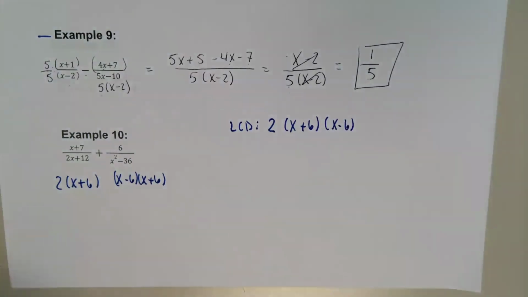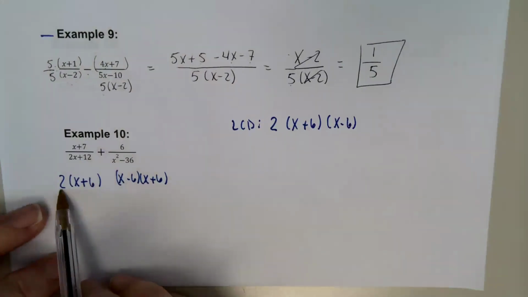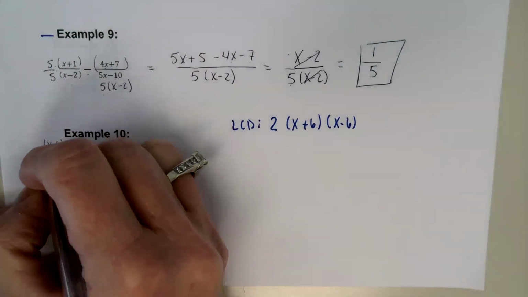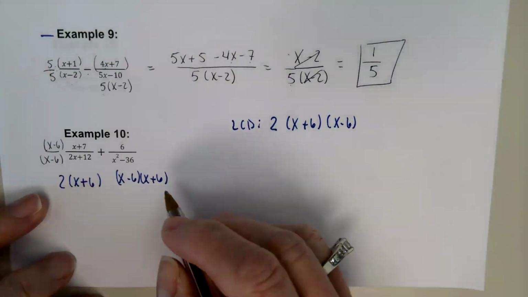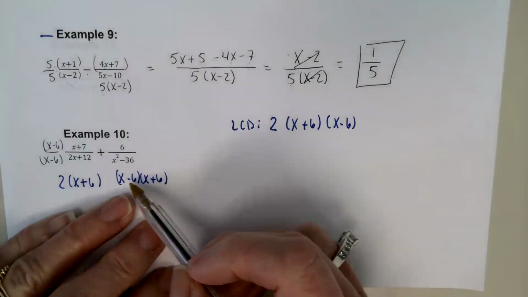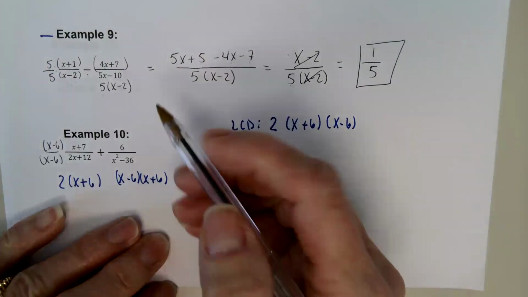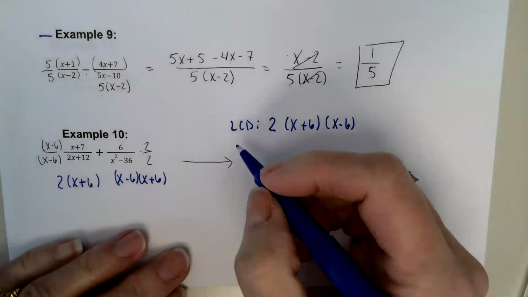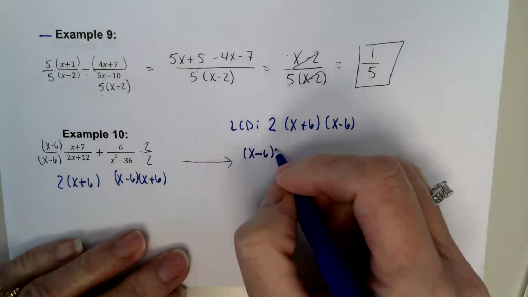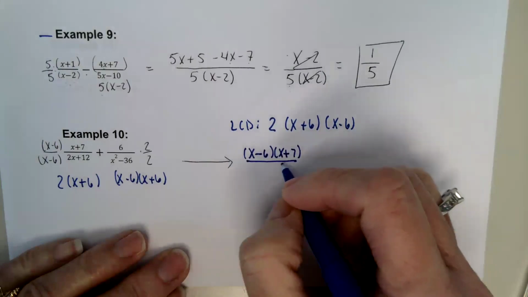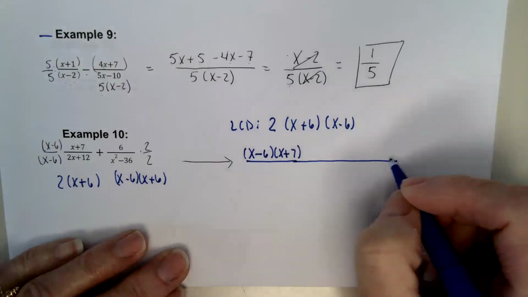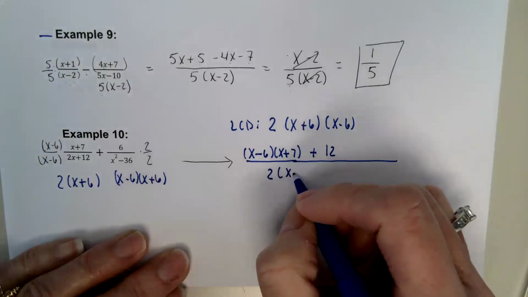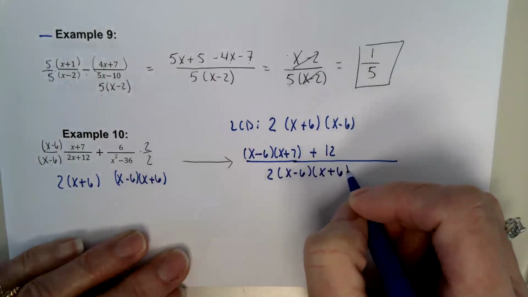Okay. So now this fraction here has the 2 and an x plus 6, but it's missing the factor of x minus 6. So I have to multiply it by x minus 6 over x minus 6. And then this fraction here has the x minus 6, x plus 6, but it's missing a 2. So I have to multiply by 2 over 2. So I end up with x minus 6, x plus 7, plus 6 times 2 is 12, all over 2 times x minus 6, x plus 6.